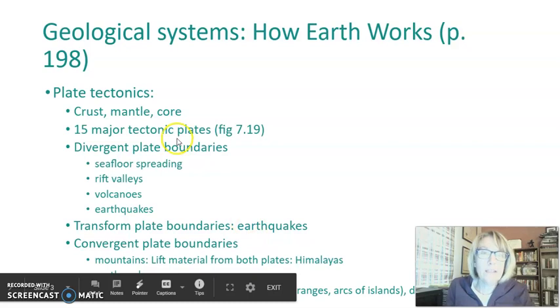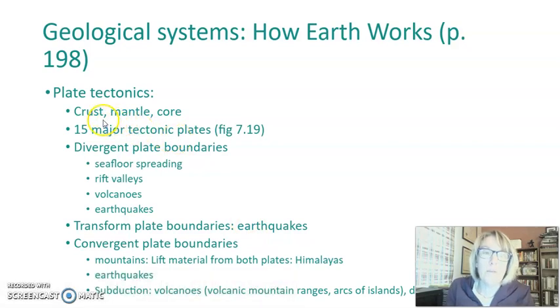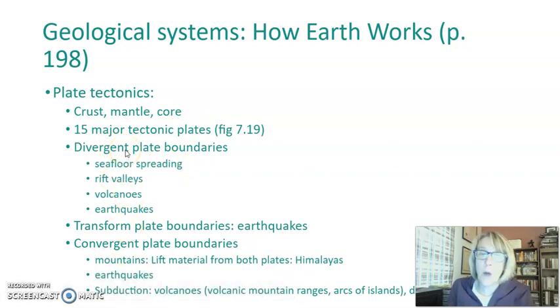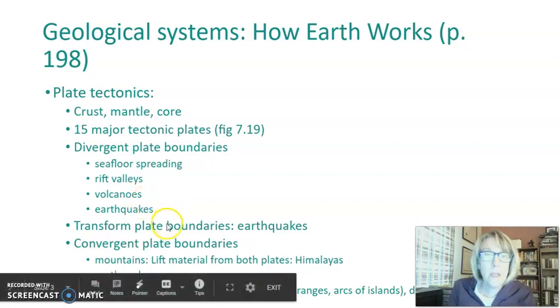All right. And so just some review, remind yourself about the crust, mantle, and core. You also might want to think about the lithosphere and the asthenosphere. Here's our different boundaries. So divergent means they're diverging, they're going apart. And this can then result in seafloor spreading, rift valleys if it's on land, and then lines of volcanoes or earthquakes where this is happening.